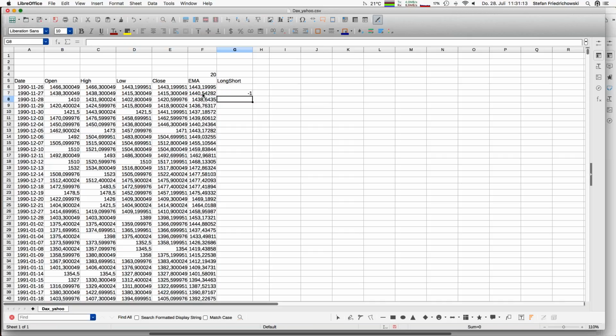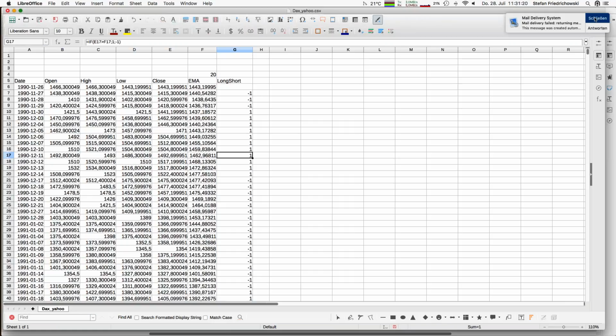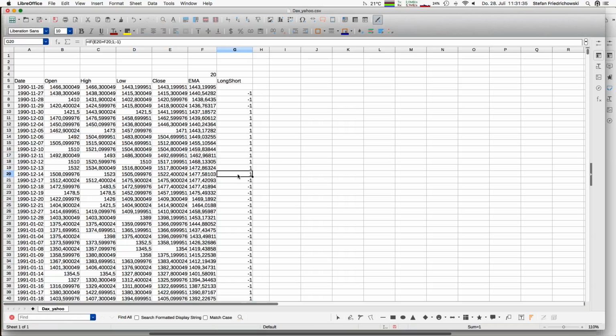So now I can differentiate all my states. That means you see clearly whether you are invested short or long, and you can always see the changes quite easily here by the sign of the one. So in this case we are long, and on the next day we are short again.